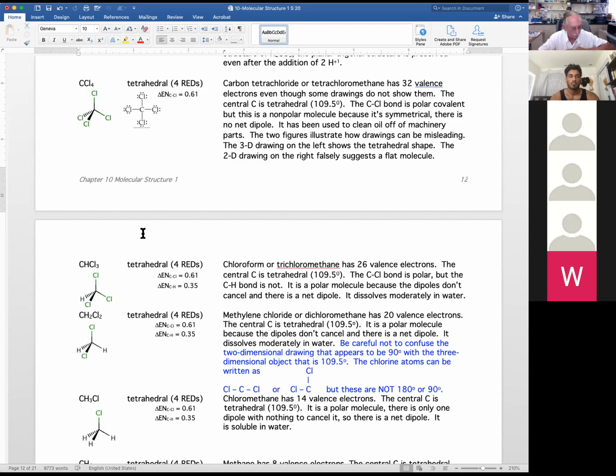Now, what if I take off one of the chlorines and replace it with a hydrogen? Now I've got 3 rockets and 1 non-rocket. If I fire these rockets, is it going to go somewhere? Yes, it will. It's going to move. It's a polar molecule. So the common name for trichloromethane is chloroform. So chloroform has been used to do all kinds of stuff.